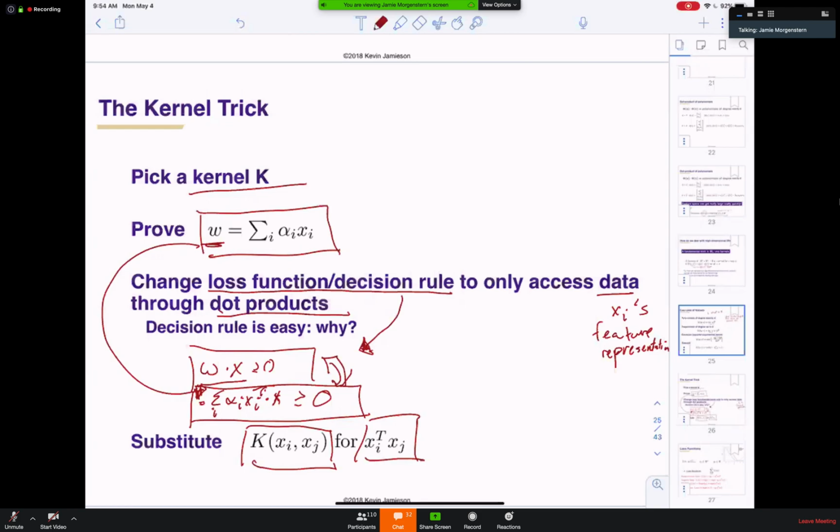Just to go over that again, the way to use the kernel trick is to pick a kernel, and to prove that the solution to the original optimization problem can be written as a linear combination of our initial data points. Then rewrite the optimization so that it only ever touches points in RD in a way that involves dot products, specifically dot products with other points in RD. That's the only place it makes sense to take dot products. And then substitute the kernel for all of those dot products.